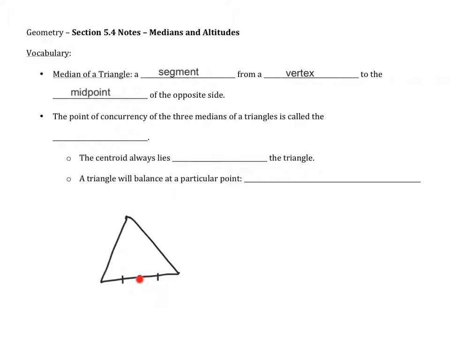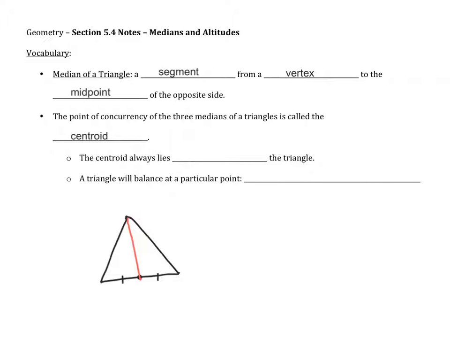So here would be the midpoint of that side, indicated by these two sides being congruent. So we would go from this vertex and drop a segment down. So that red segment would be the median from this vertex to that other side. The point of concurrency of the three medians of a triangle is called the centroid.